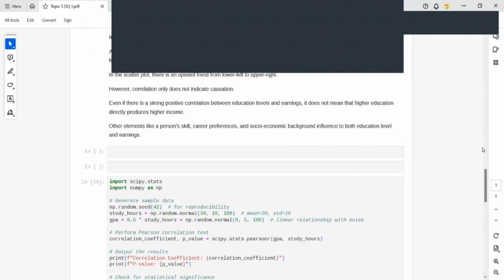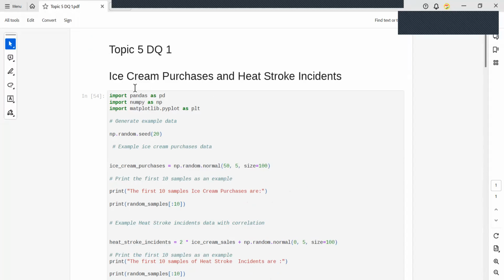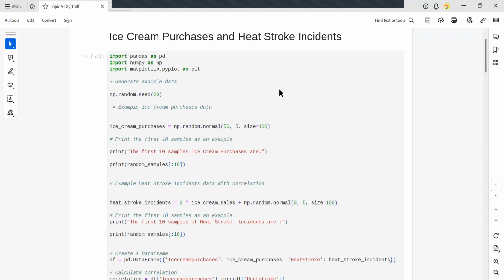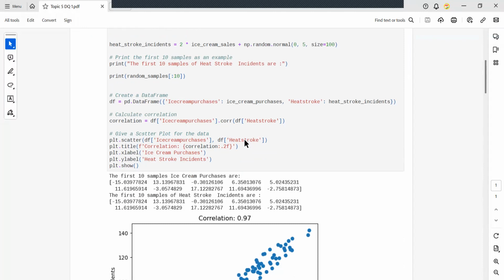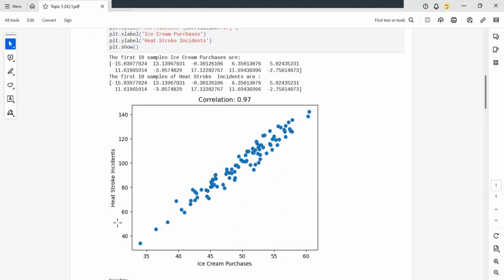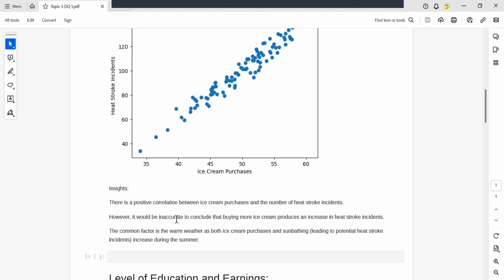Okay, the code I have here. For the first part of the assignment, I did the ice cream purchases against heat stroke to show if there's a correlation. I ran this code and retrieved the first 10 samples for ice cream, as well as the first 10 samples for heat stroke, from this data set that I generated here. And this scatter plot shows a positive correlation between ice cream purchases and heat stroke incidence.